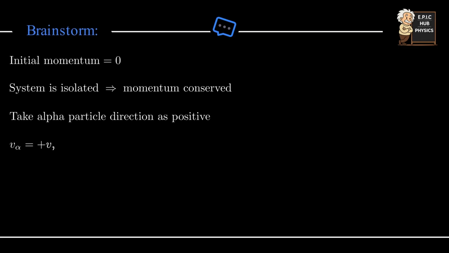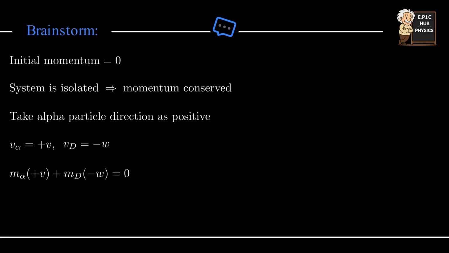So the velocity of the alpha particle is positive v. The daughter nucleus recoils in the opposite direction, so its velocity is negative w. Now we write the momentum equation. The total momentum after the decay is the momentum of the alpha particle plus the momentum of the daughter nucleus. So we write m alpha multiplied by positive v plus md multiplied by negative w equals 0.